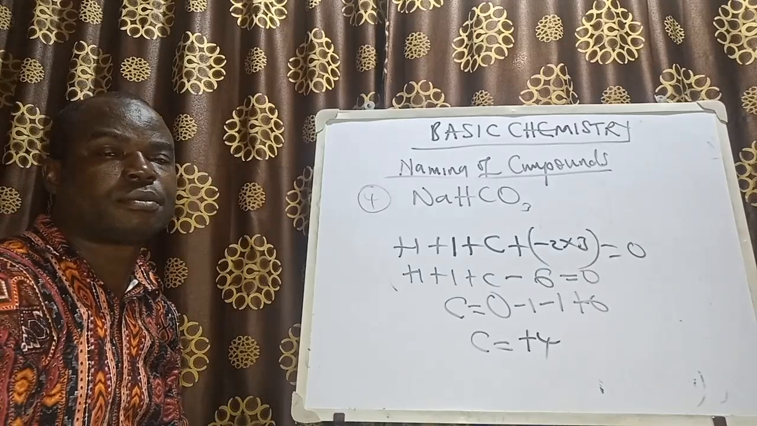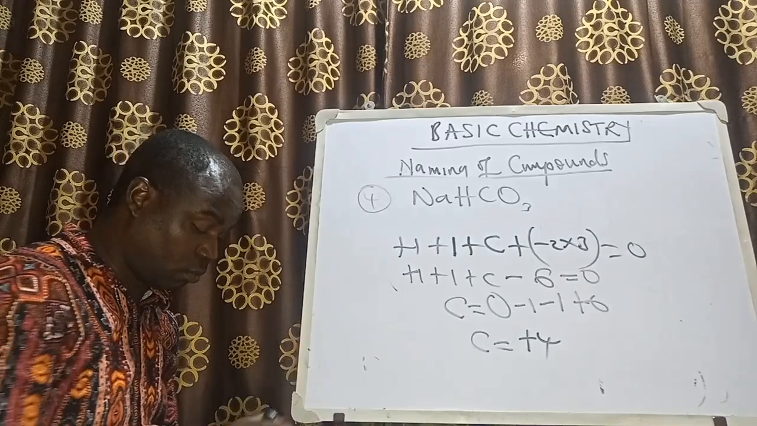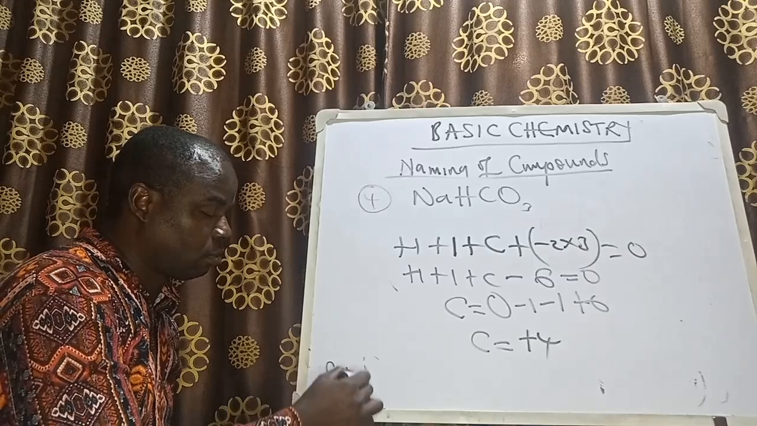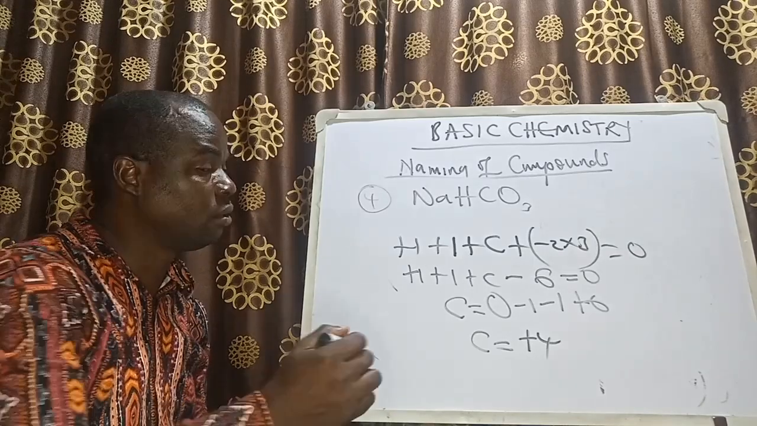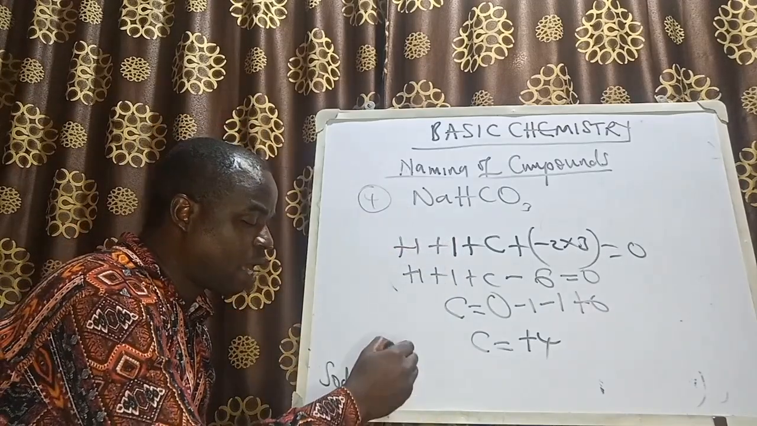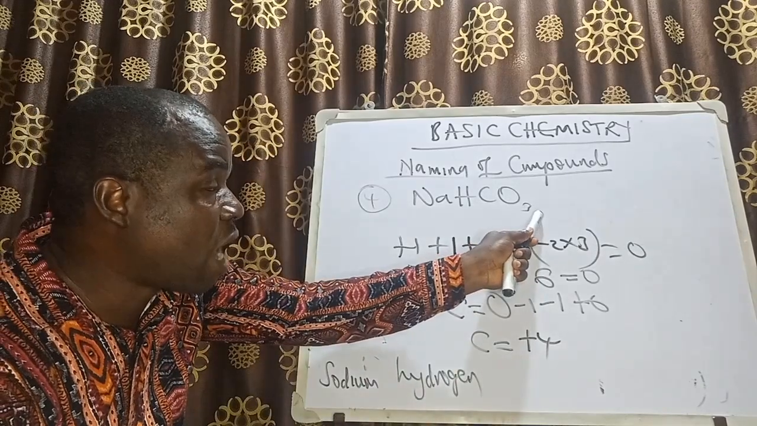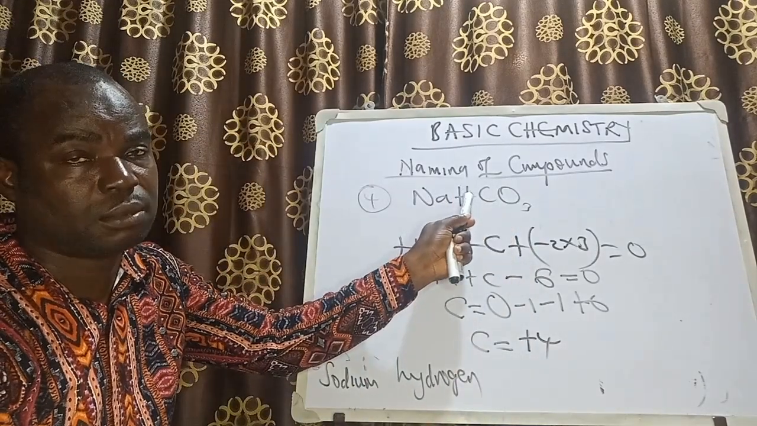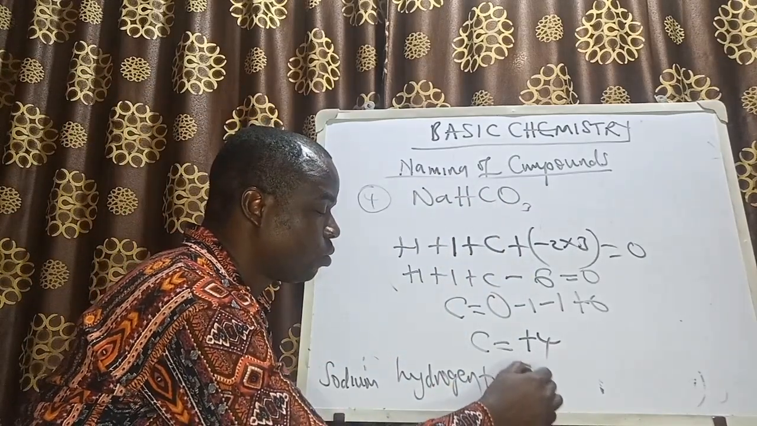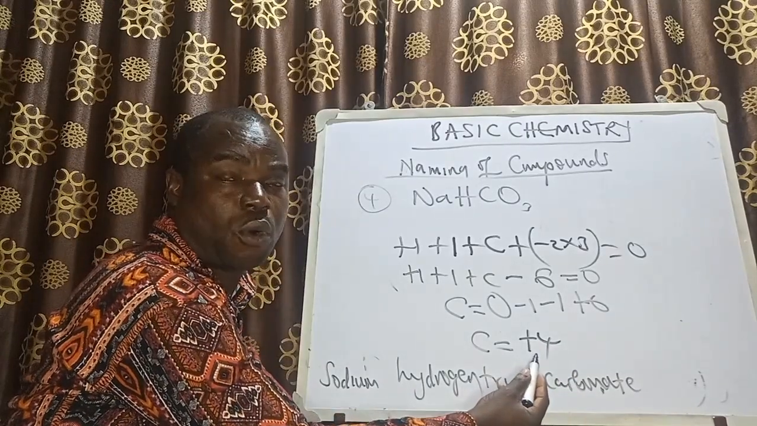Now what is the name? The name will now be, I first have sodium here. I have sodium. Now this hydrogen, after the sodium, we call the hydrogen sodium hydrogen. You now call this one trioxocarbonate. So we have trioxocarbonate. Then you now bring down the 4.